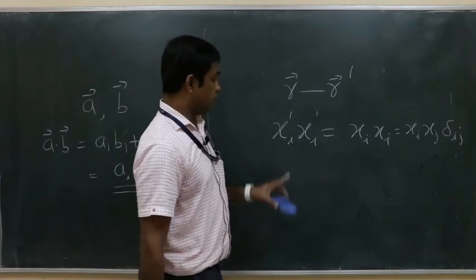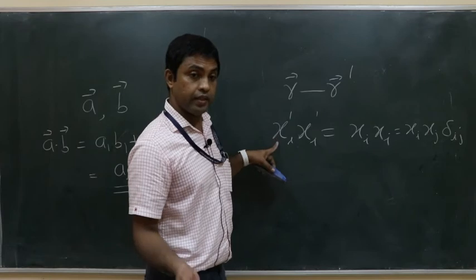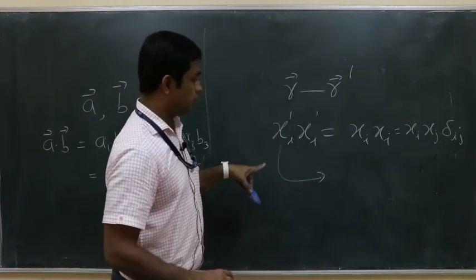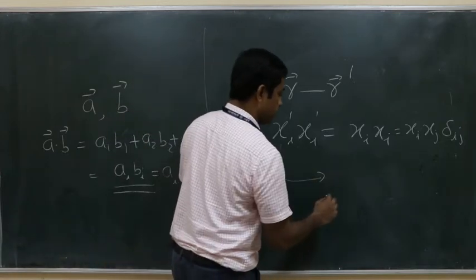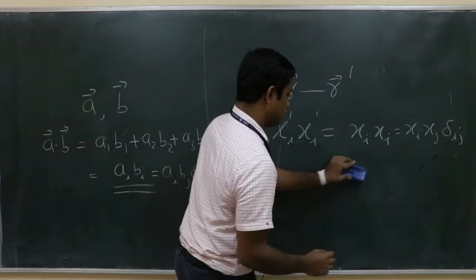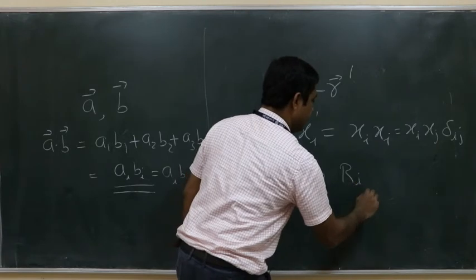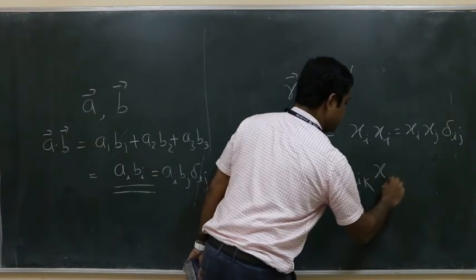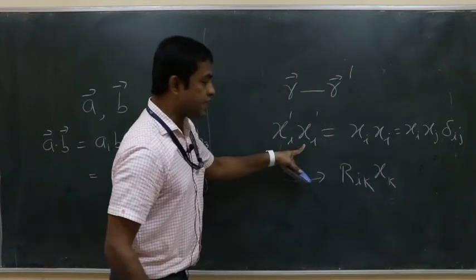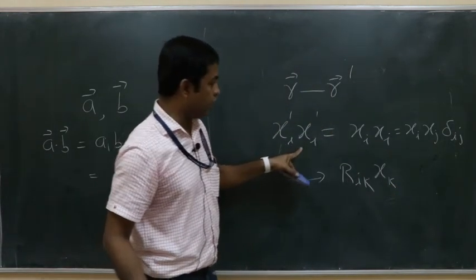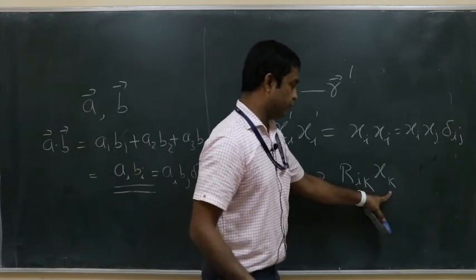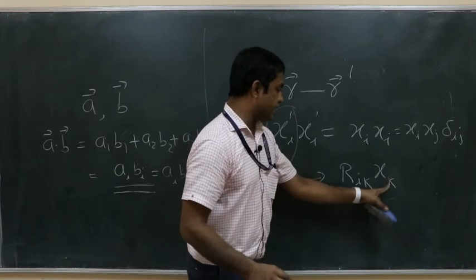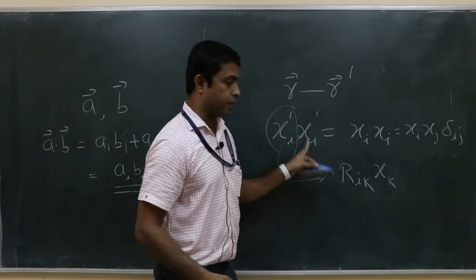But you know what xi prime is in terms of xi? What is xi prime in terms of xi? xi prime is Rik xk. What is this xi prime in terms of? So I want to write this also. What should I write now? This one I have written Rik xk. So what is xi prime? This xi prime is equal to?